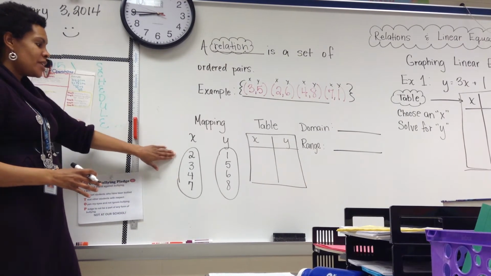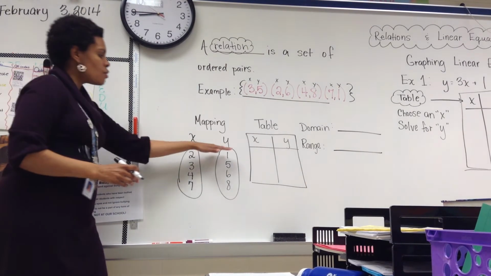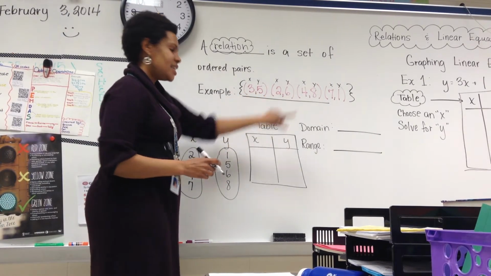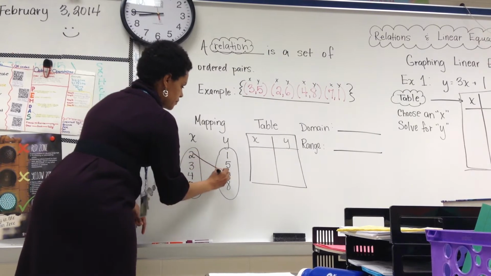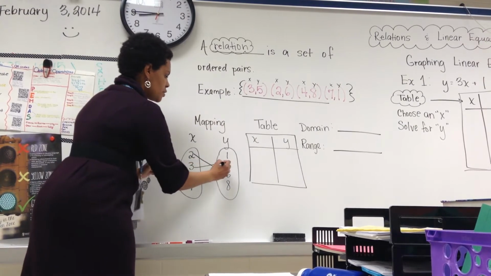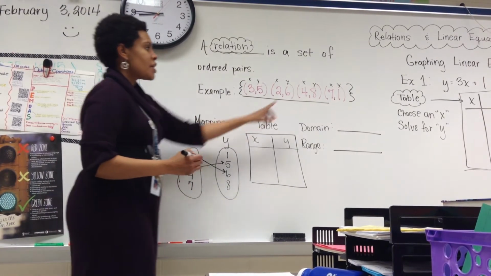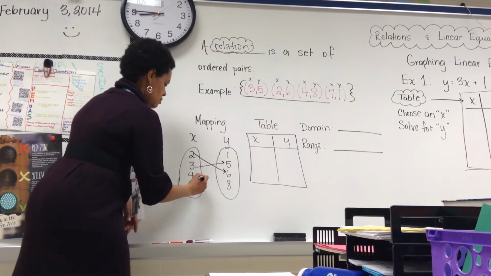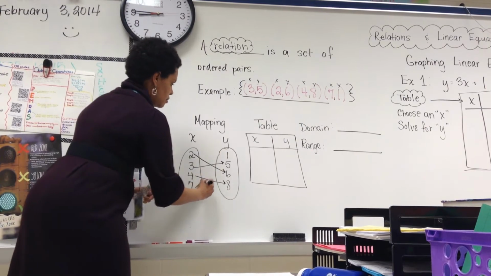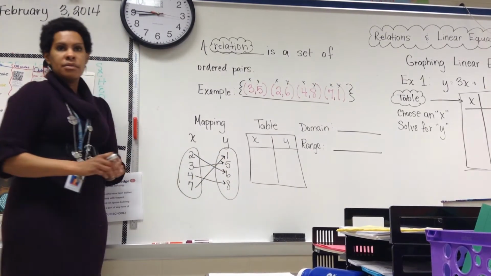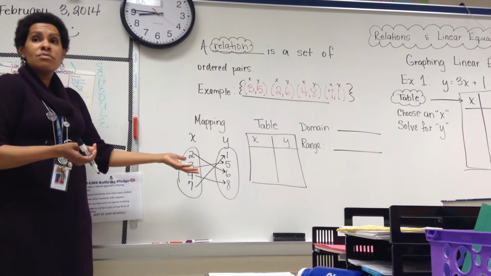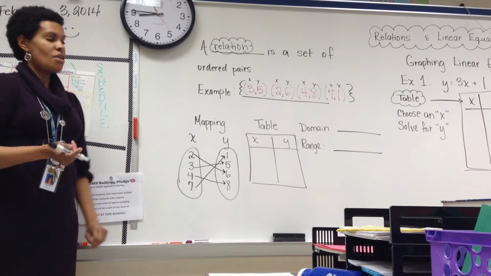This is why all of our lines go crazy. Because when I show this ordered pair, it's not going to go straight across, because 2 is related to 6. 3 is related to 5. Lines cross, that's okay. 4 is related to 8. 7 is related to 1. So your lines should not all go straight across in your mapping. They might crisscross, and that's okay.